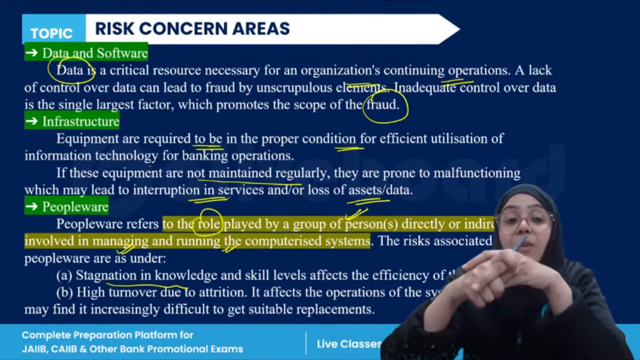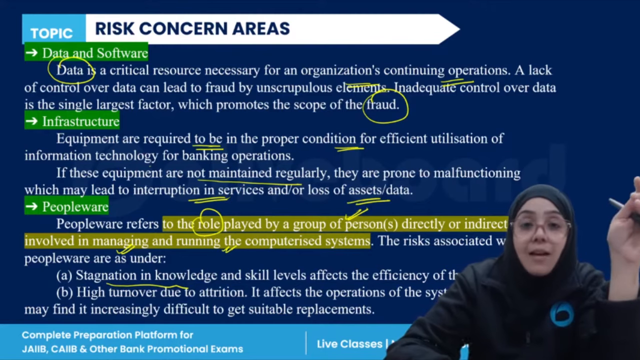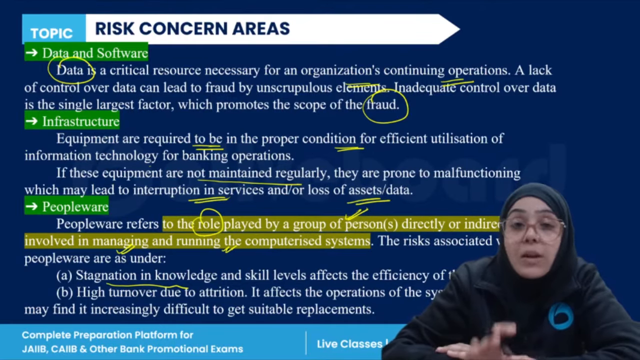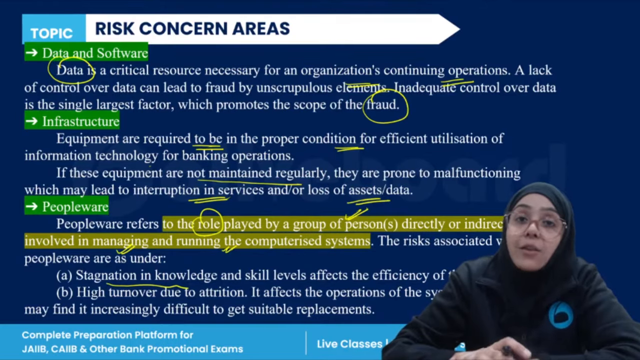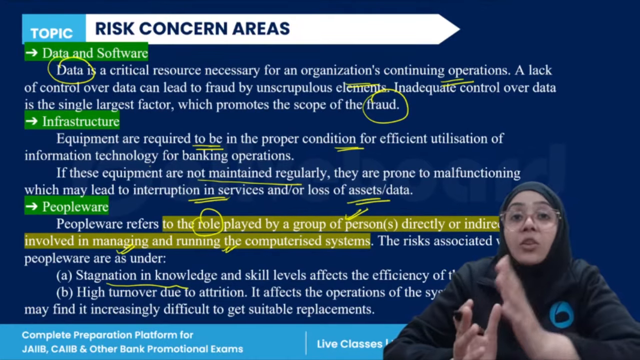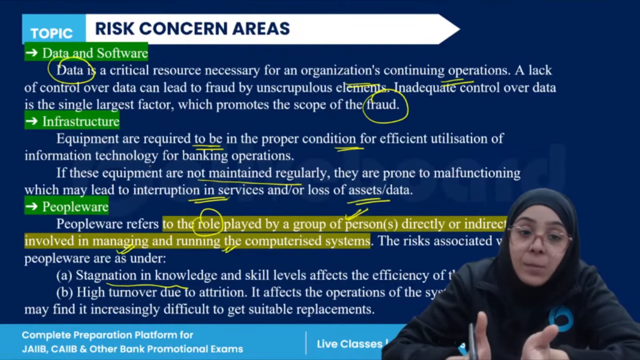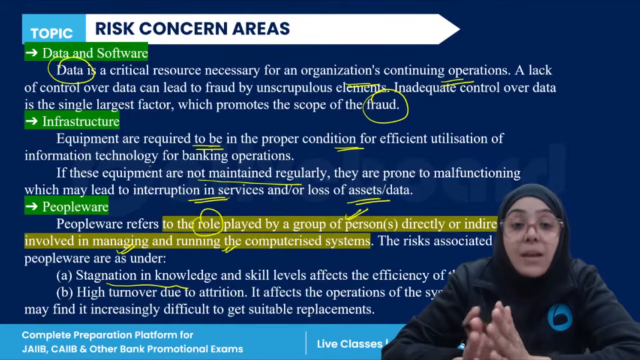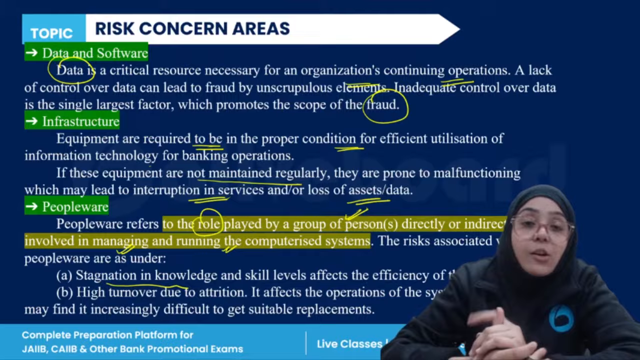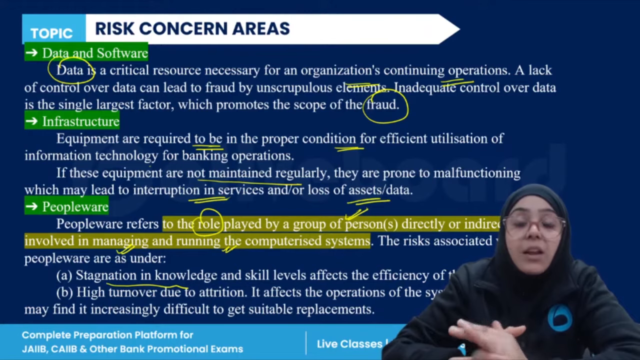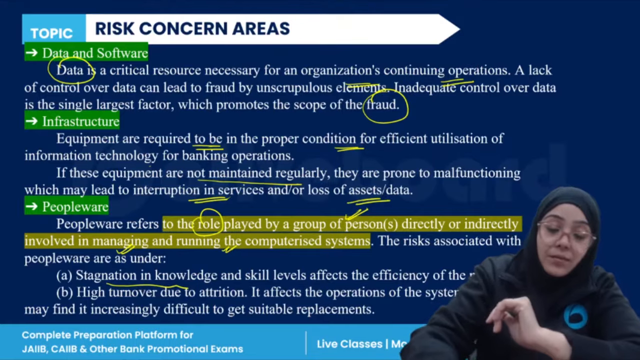So infrastructure, data, software, and peopleware are all risk concerning areas, okay. And these risk concerning areas are not limited only to the banking sector. They are spread to each and every business activity. When people are there, the risk of leaving the organization is very high, and the stagnation of knowledge is very high. The equipment should be maintained properly to avoid loss of data, software or any asset. So these are risk concerning areas for each and every organization that uses this, right?